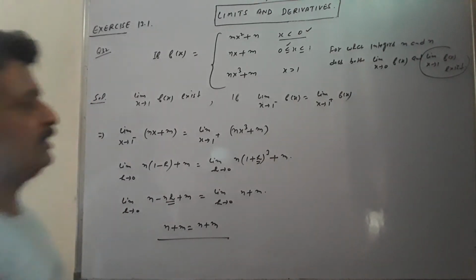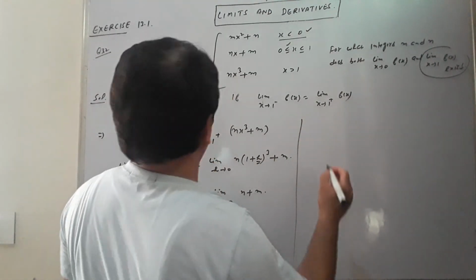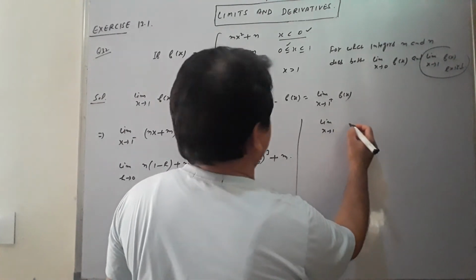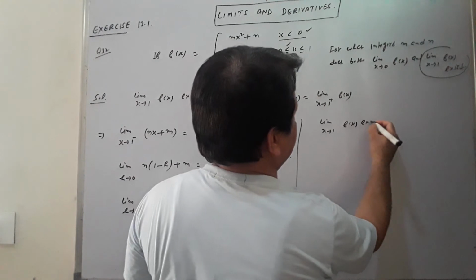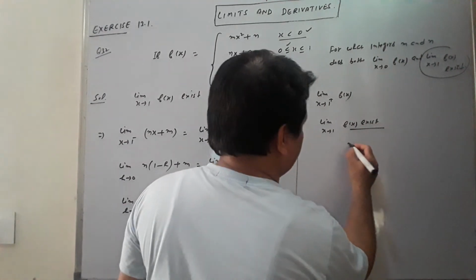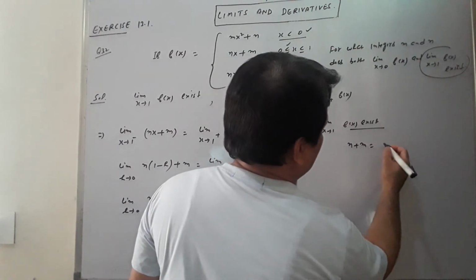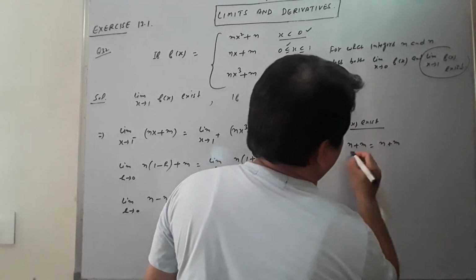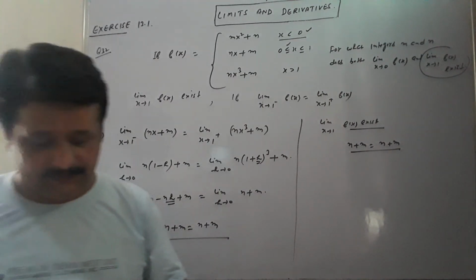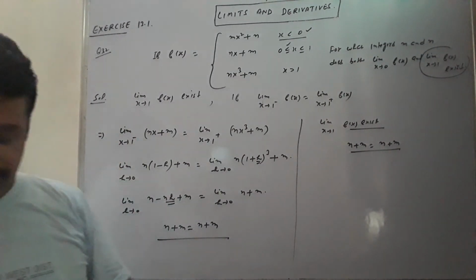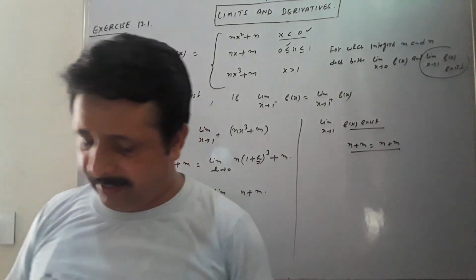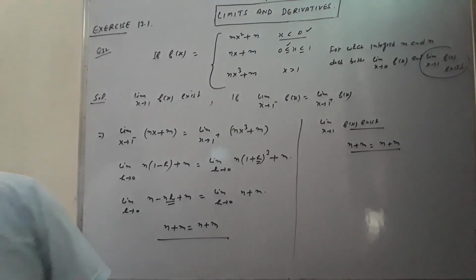So students, you can say that the limit x tends to 1, f of x exists when n plus m is equal to n plus n. So students, this is the way to write down your answer, and at last we can also write there that the limit x tends to 1, f of x exists for every integral values of m and n.